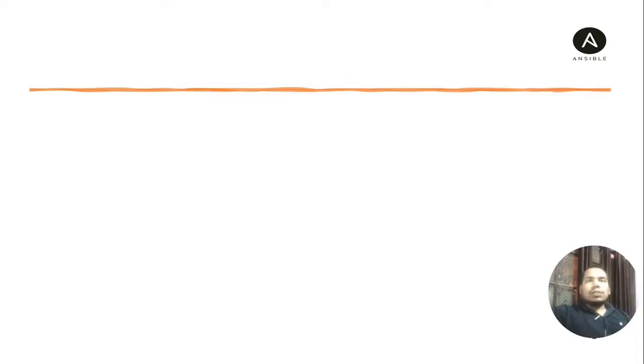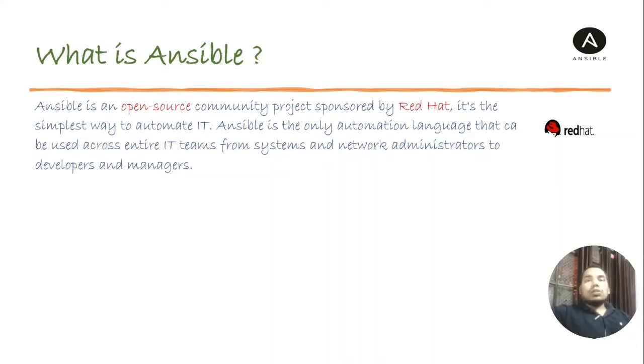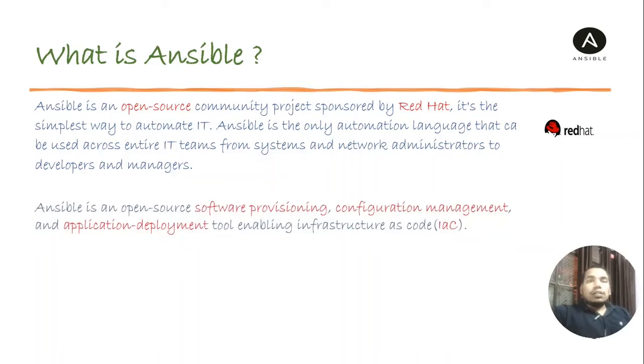So our next objective is: what is Ansible? Ansible is developed by Red Hat. It is an open source community project. It is the simplest way to automate IT. Ansible is the only automation language that can be used across entire IT teams, like the system team, network administrators, or even developers and managers. Ansible is an open source software provisioning, configuration management, and application deployment tool that enables us to use infrastructure as code.